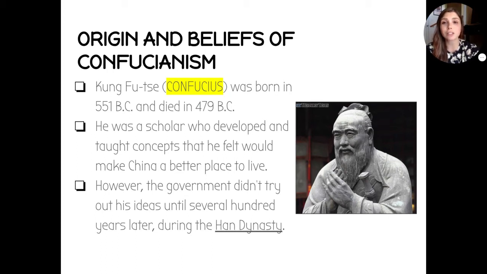So Confucius was a scholar who developed and taught concepts that he felt would make China a better place to live. However, the government at the time that he was living didn't actually try out his ideas until several hundred years later after his death, during the Han Dynasty, which we will learn about later.